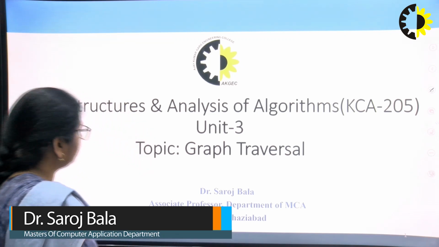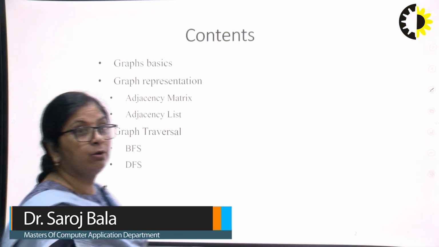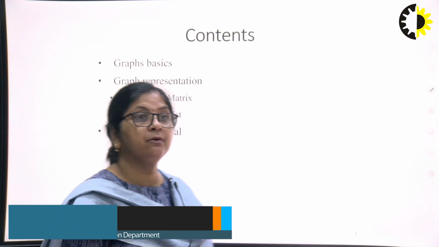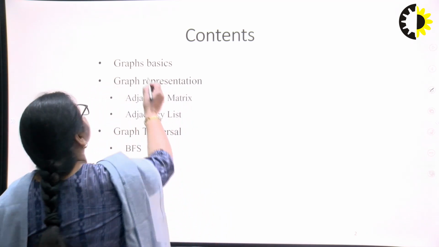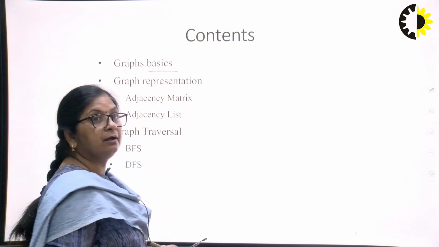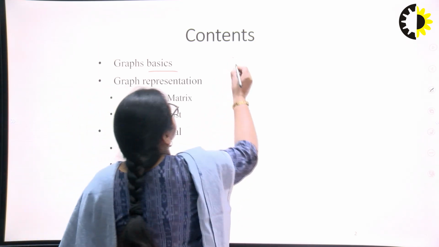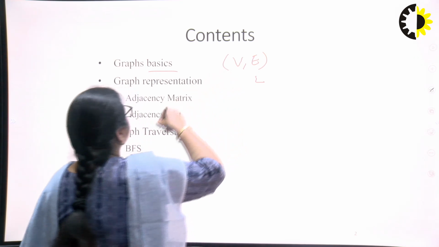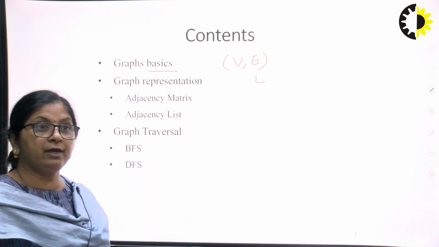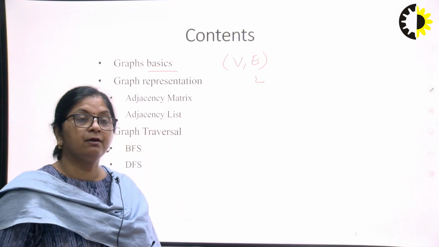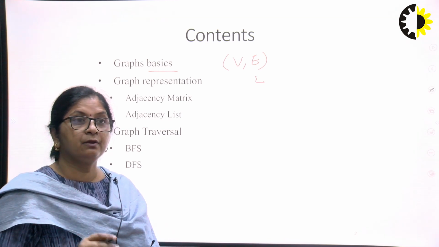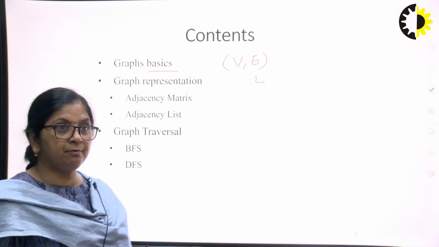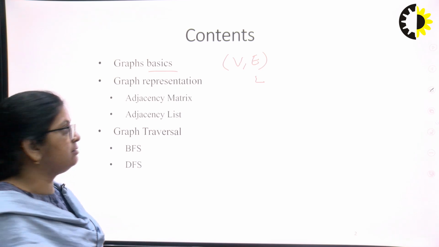This is in continuation of our previous graph video, in which we talked about graph basics, that a graph is a set of vertices and edges. Then we talked about the ways of representing the graph in terms of matrix or in terms of adjacency list.